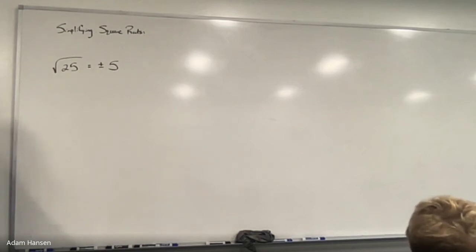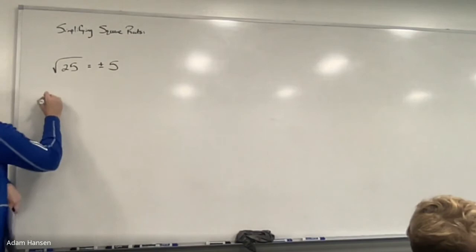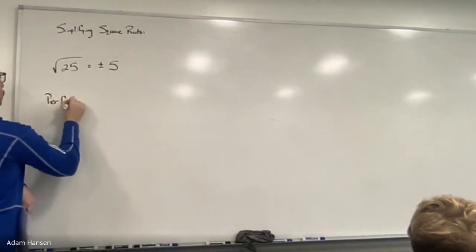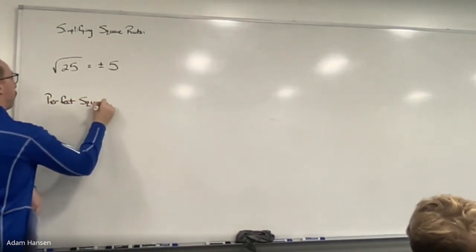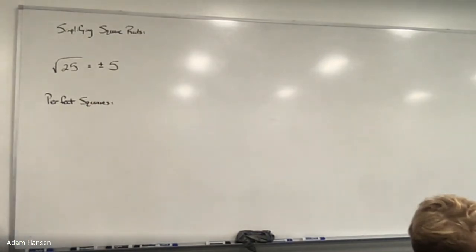Simplifying square roots, so long as they're perfect squares, is pretty straightforward. Let's make a list of perfect squares to have in our back pocket, because we'll need these when we look at other types of radicals.